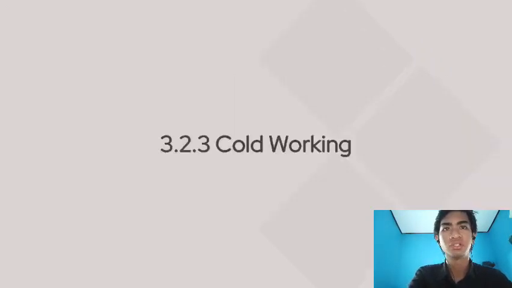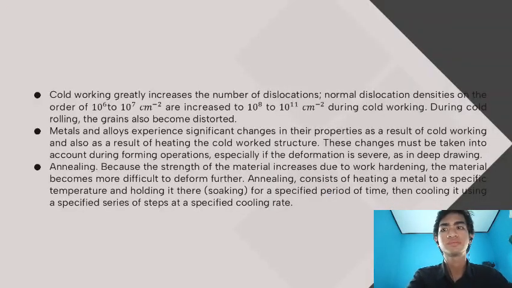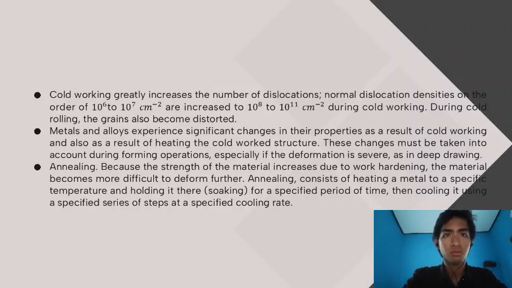Okay, next is 3.2.3 cold working. If a metal is deformed at room temperature or up to approximately 0.3 Tm, where Tm is the melting point on the absolute temperature scale, the microstructure becomes deformed due to cold working, also known as work hardening or strain hardening.